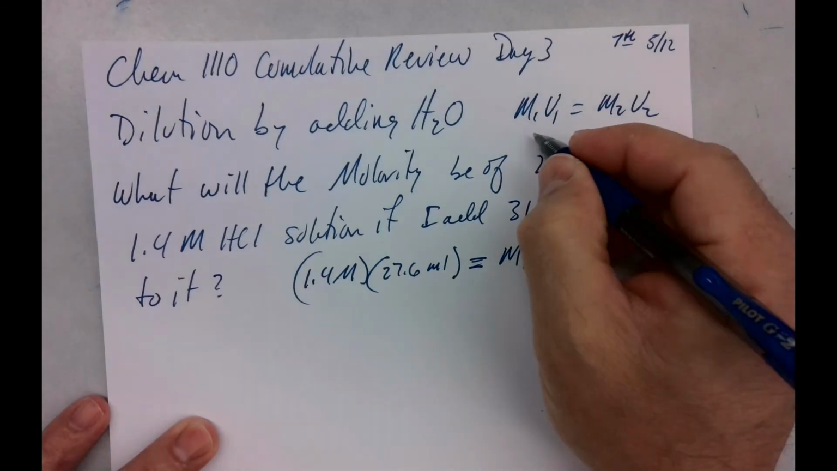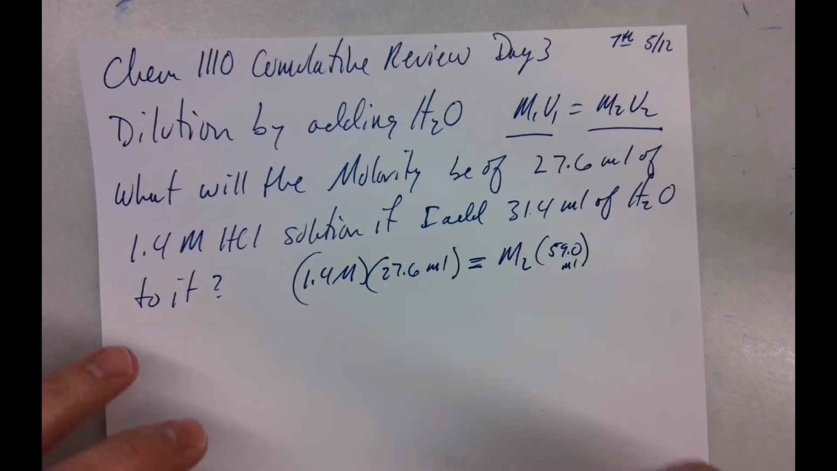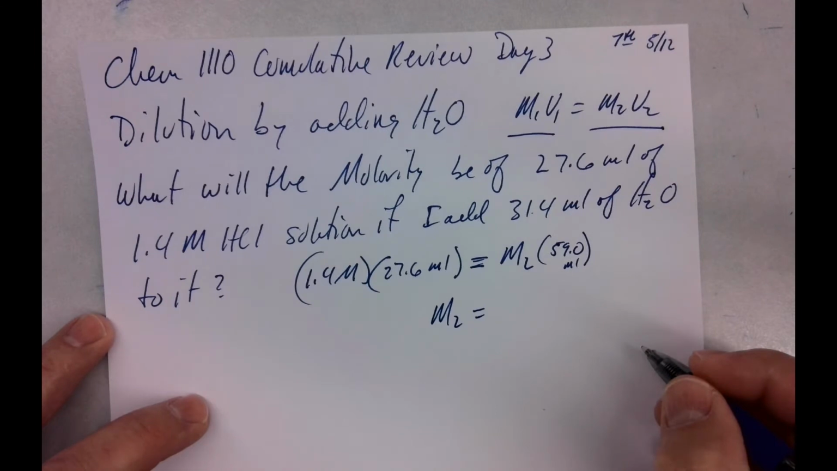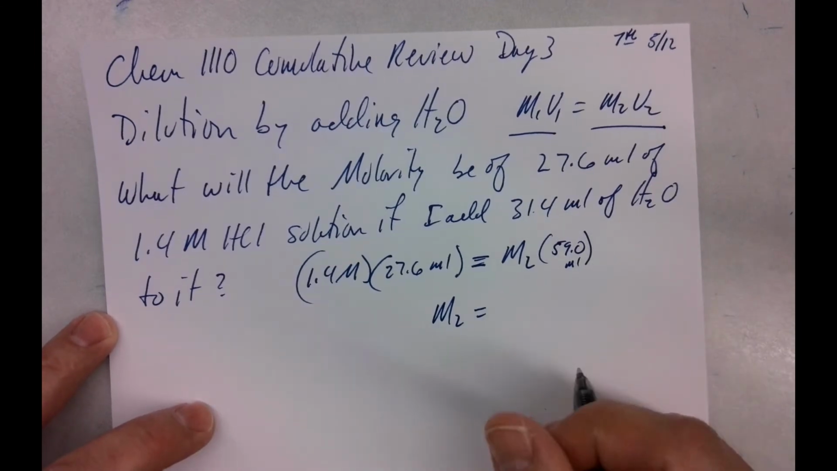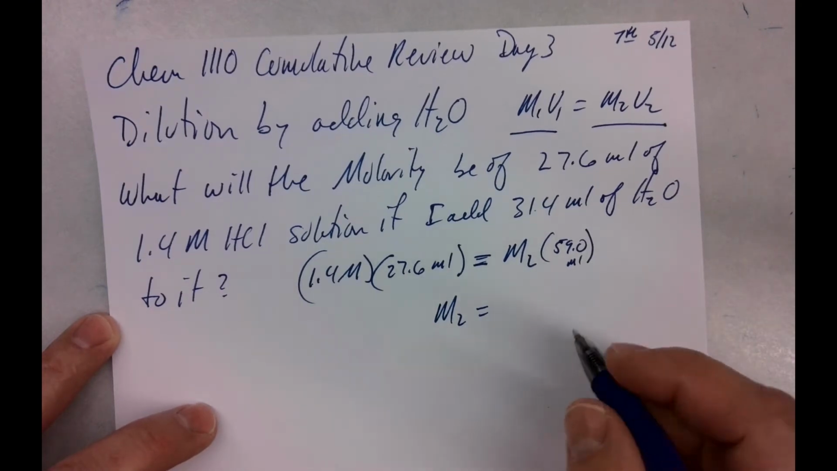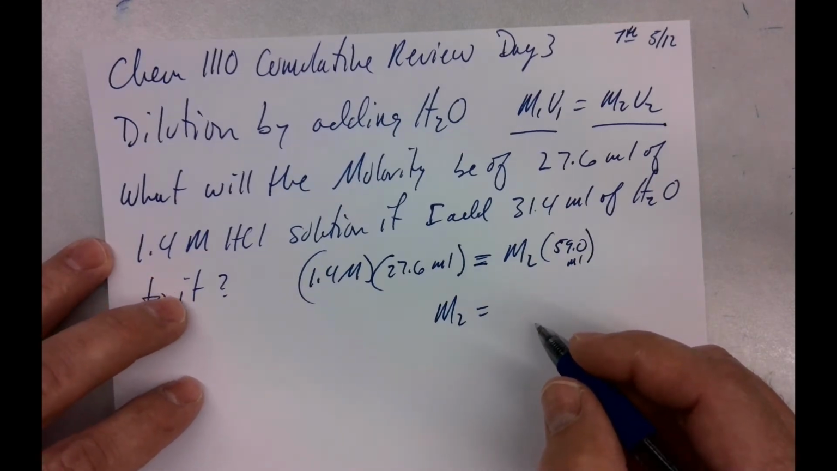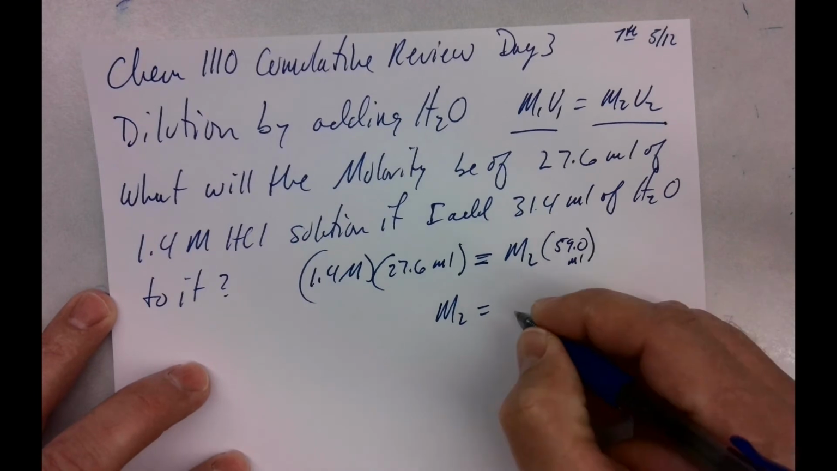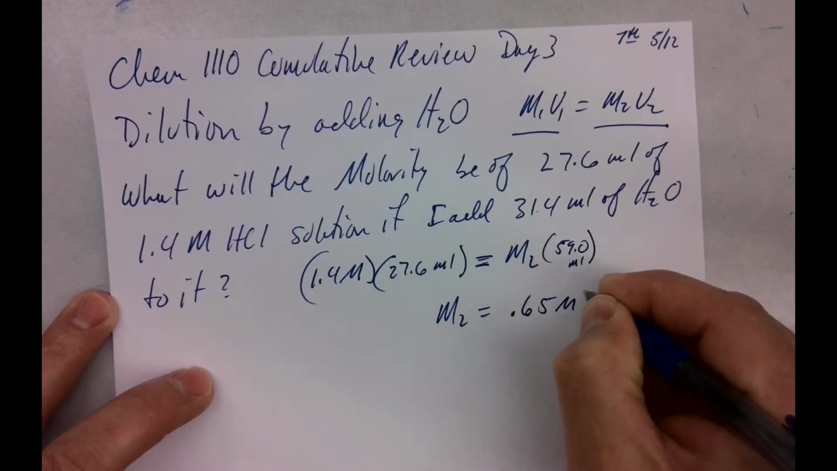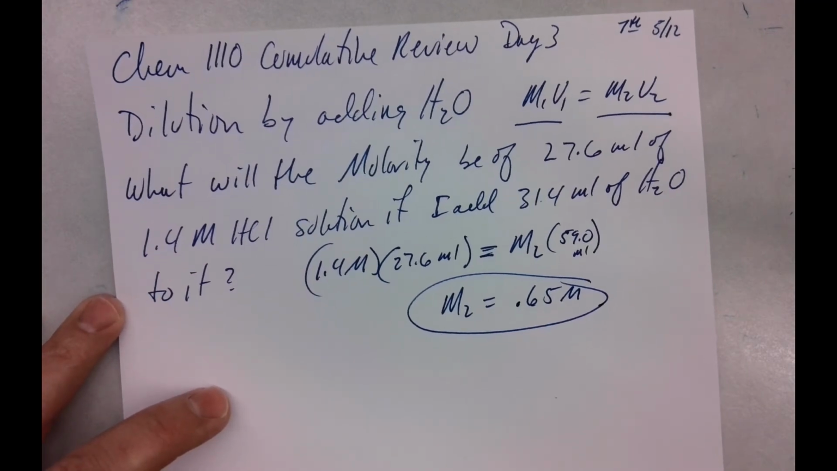Now, because I know how this works, who can remember what kind of relationship these have? It's an inverse, right? So when I'm done, what do I know my molarity 2 has to be? Lower. It has to be lower because I'm diluting it. I'm making it less concentrated. When I get done, if my M2 isn't lower than my M1, what do I know? I did something wrong. So what'd you get for M2 here? 0.65 molar. Did anybody else get 0.65 molar? Yeah? All right.